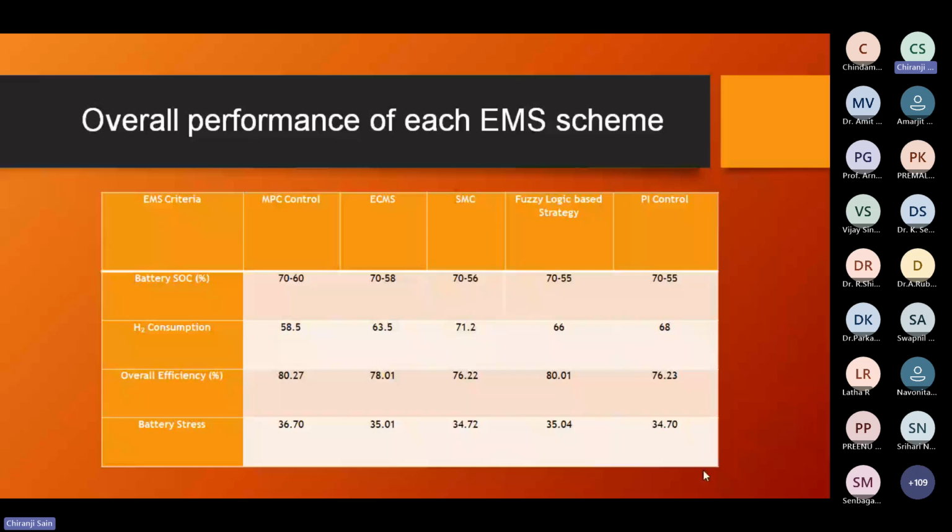And based on that, we could see that with the MPC control, the state of charge is 70 to 60%, along with hydrogen consumption, as well as the overall efficiency of the MPC control as compared to the ECMS control strategy, which is 80.27% as compared to the ECMS and PI control that we need to have.